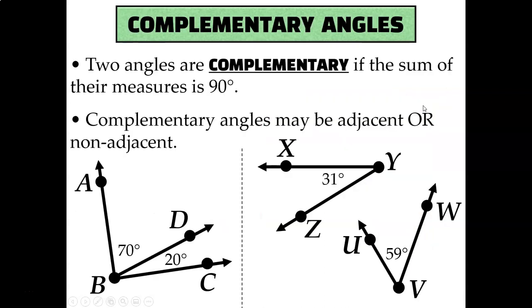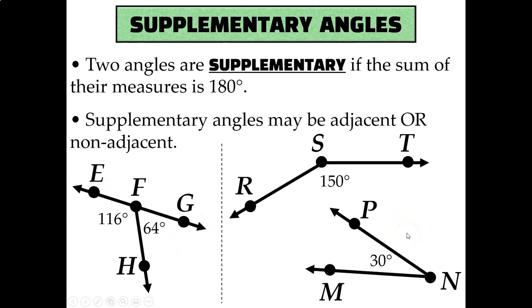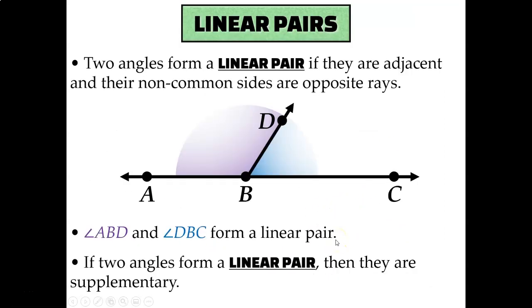Some angles are complementary, which means their sum is 90 degrees. They might be adjacent, or they might be non-adjacent. Some angles are supplementary, which means their sum is 180 degrees. Again, they might be adjacent, or they might be non-adjacent. If they're adjacent, then we actually have a special name for them. We call them linear pairs.